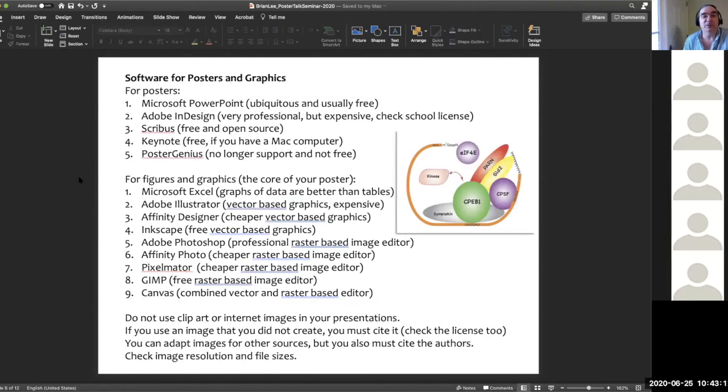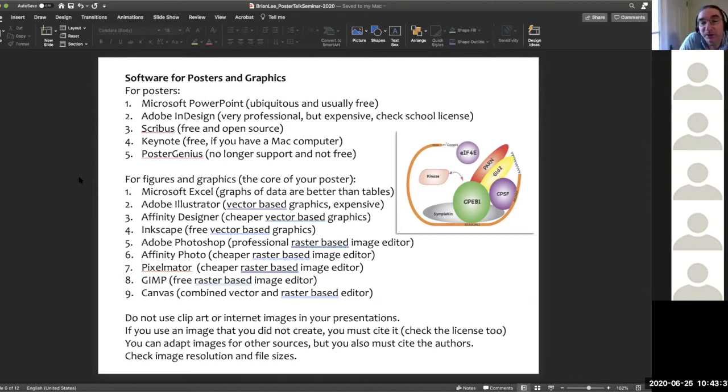Okay, so that kind of brings us to preparing your poster. Some recommended software. Most people are probably going to be using Microsoft PowerPoint for putting together posters, primarily because it is ubiquitous. Most people have that on their computer, and it's usually free. So free is always good.